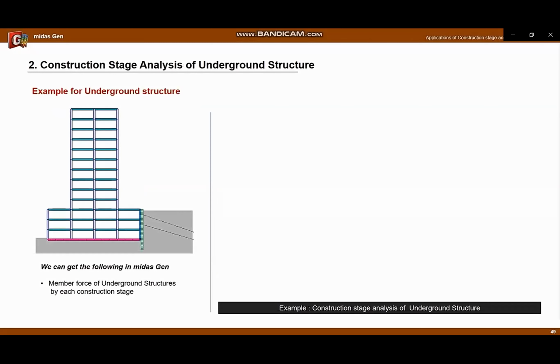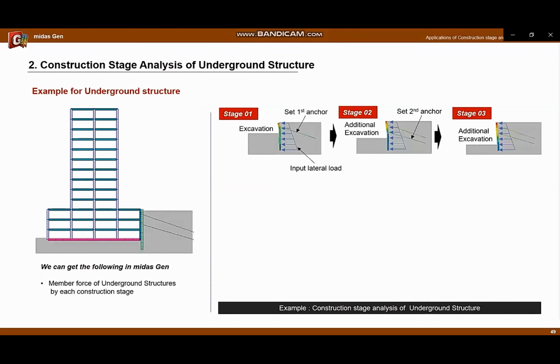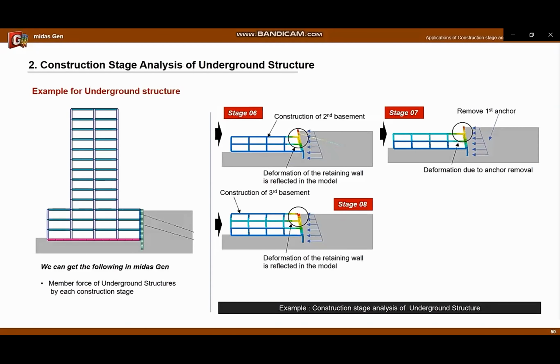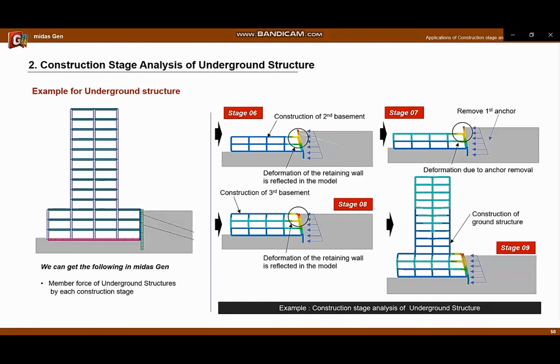Finally, it is the application of the construction stage in the underground structure. On the left is an image of the entire model. We can do the modeling and construction stage analysis according to the order of construction, like the excavation and the removal of anchors as follows. Through construction stage analysis, we can design accurate temporary elements and underground structures.